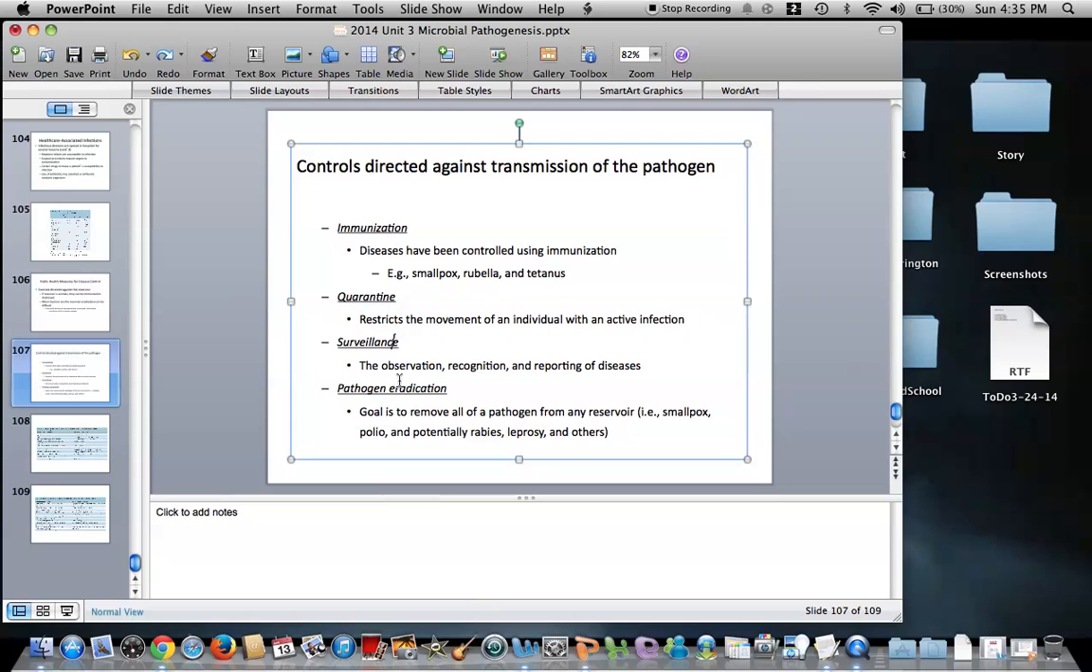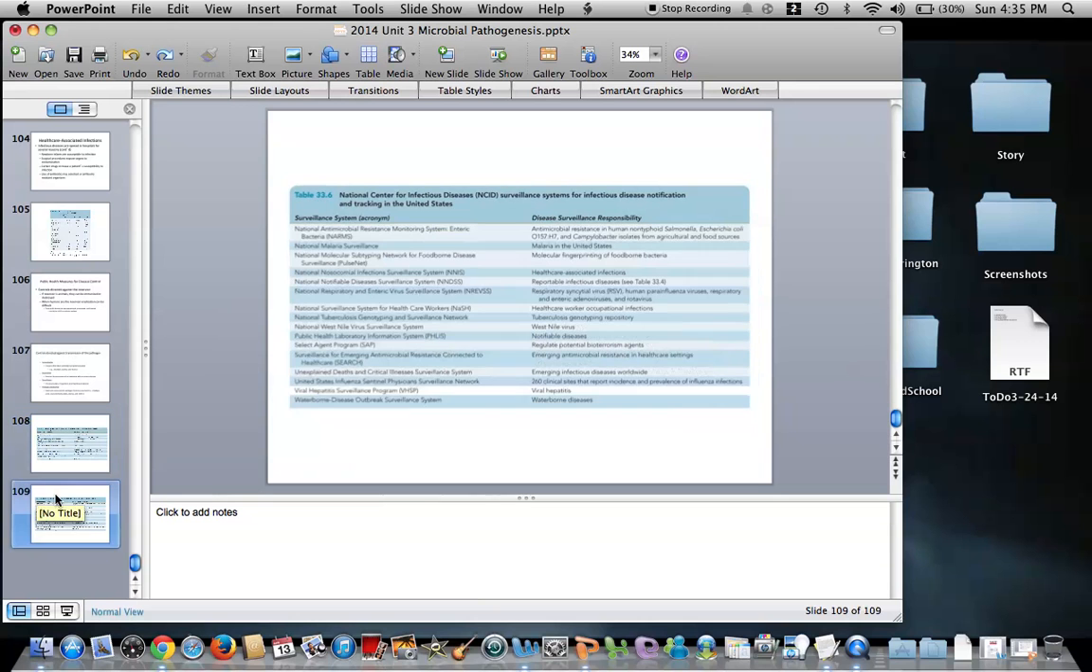Quarantine, so restricting movement, and surveillance. You essentially survey things to find disease, especially the data from the H1N1 in 2009. We've actually got pretty good surveillance in place now. And then pathogen eradication, so you want to remove the whole thing, and then these are useless slides.